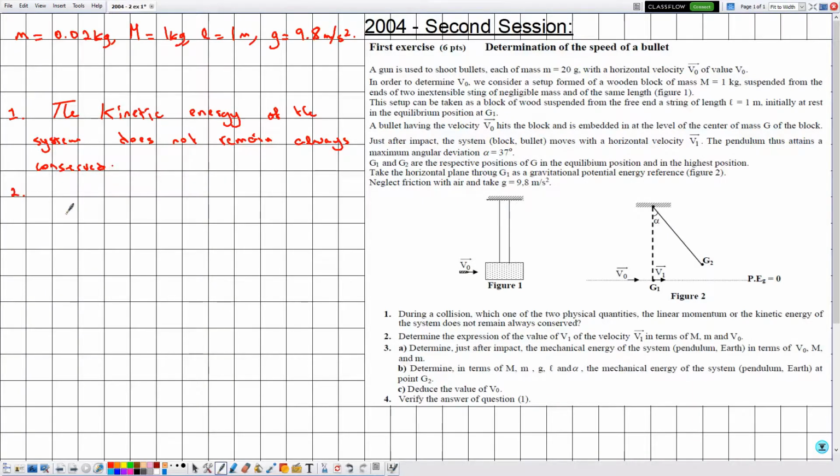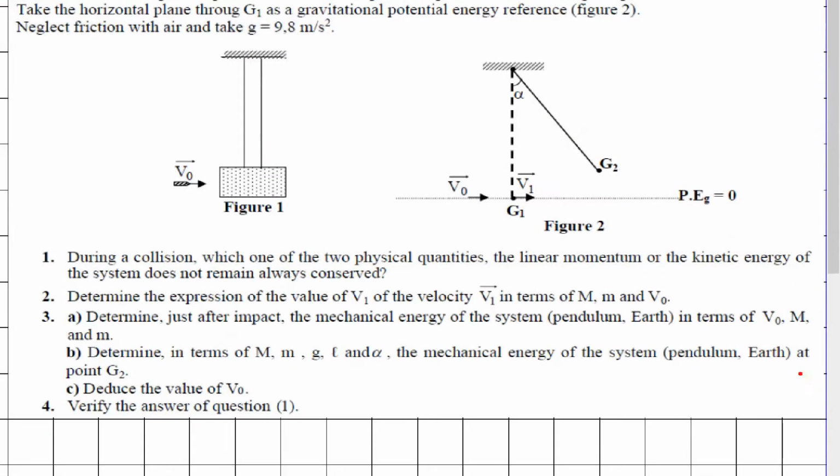Now in number 2, they are asking us to determine the expression of the velocity v1 in terms of m, M and v0. So let's recall what each quantity represents. v0 is the speed of the bullet before impact with this block, whereas v1 is the speed of the system consisting of the block and the bullet.